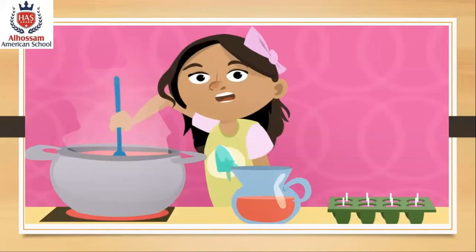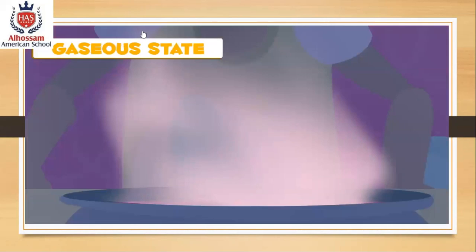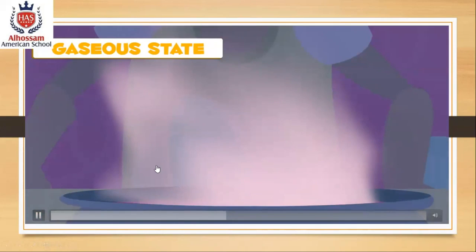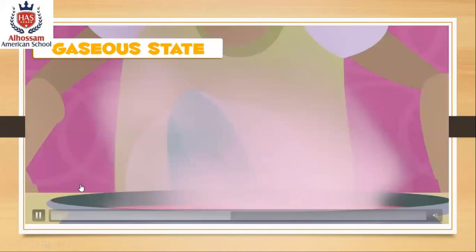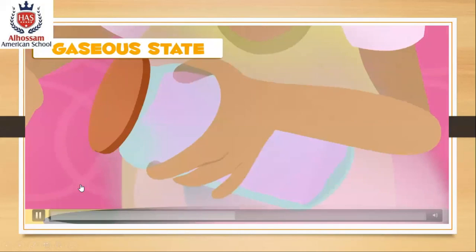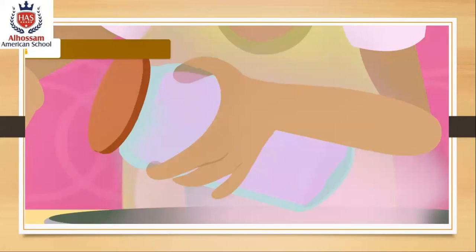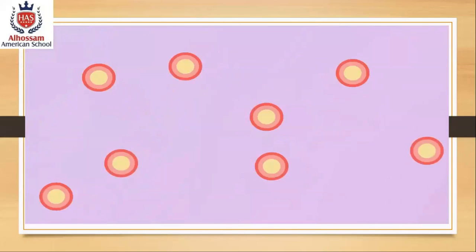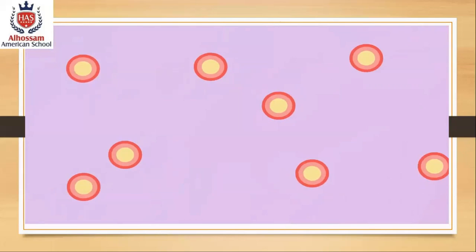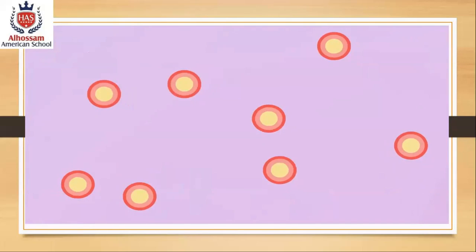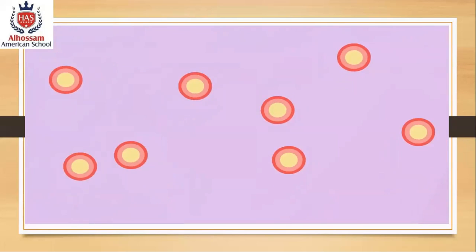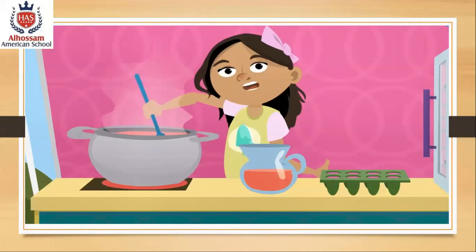Lastly, the gaseous state. The vapor coming out of the pot is a gas. Matter, in its gaseous state, can change its volume and shape, taking up the space of its container. See? Particles are well separated and can move freely. Look, they move like crazy. Did you get the idea?